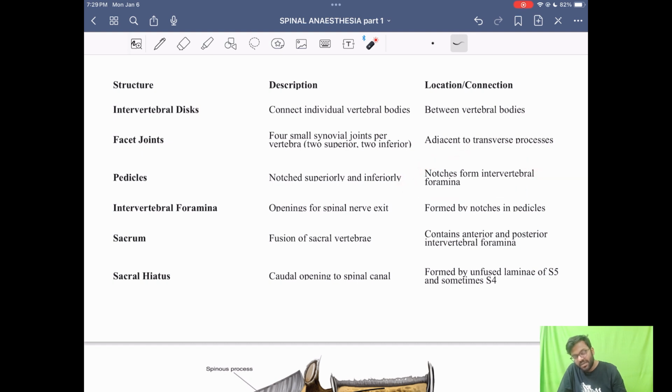What does the intervertebral foramina do? It is the opening through which the spinal nerves exit the spinal column. Then we have the sacrum and sacral hiatus. The sacral hiatus is the caudal opening of the spinal canal, and how is it formed?